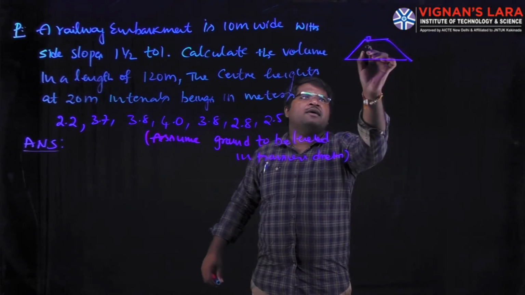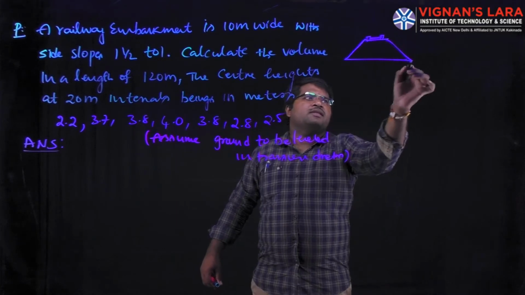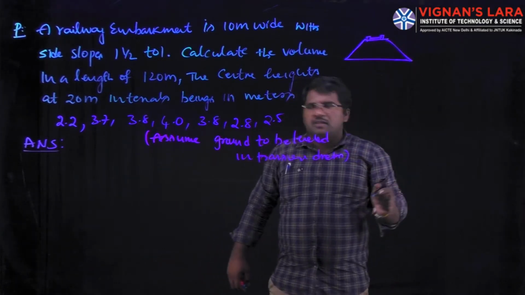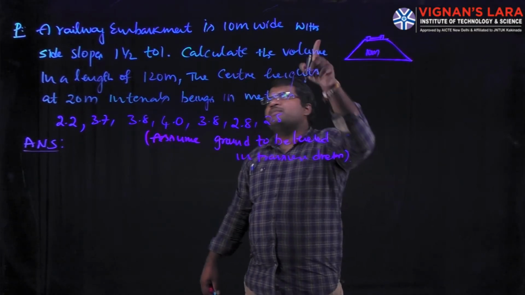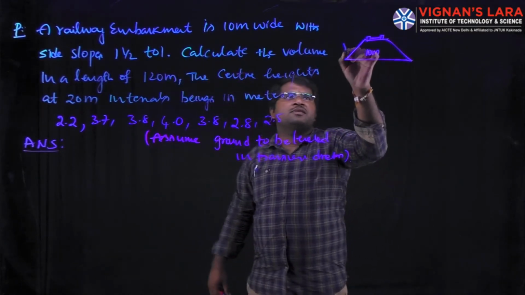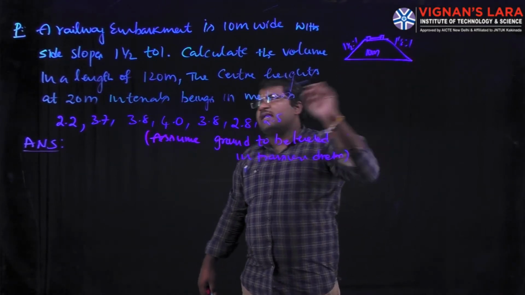There we will have rails. This structure is called an embankment. This embankment is 10 meters wide, with side slopes of 1.5:1 on both sides. These two are the side slopes.